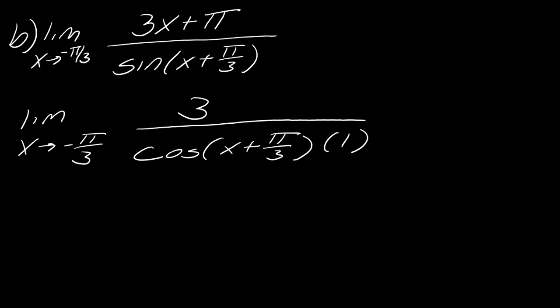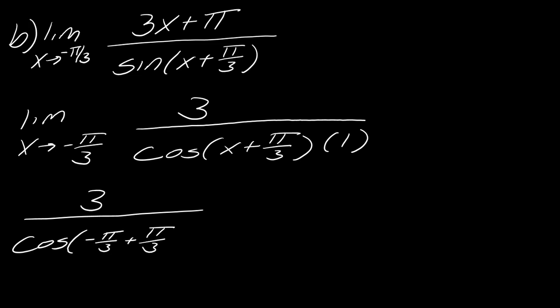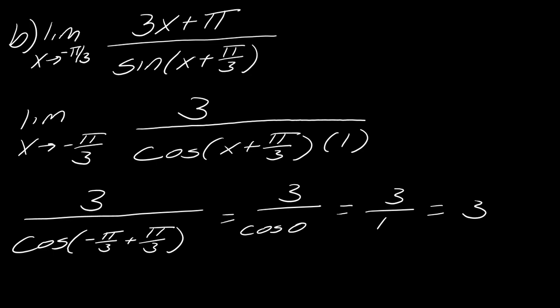Okay, so now let's see what happens if I take the limit of this. The limit of the top function will just be 3, and then I can really just plug in negative pi over 3. So this is going to give me 3 over cosine of negative pi over 3 plus pi over 3. So this is 3 over cosine of 0, which is going to be 3 over 1, which just equals 3. And so that'll be our answer.